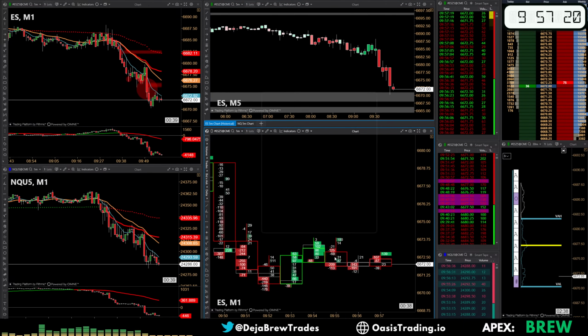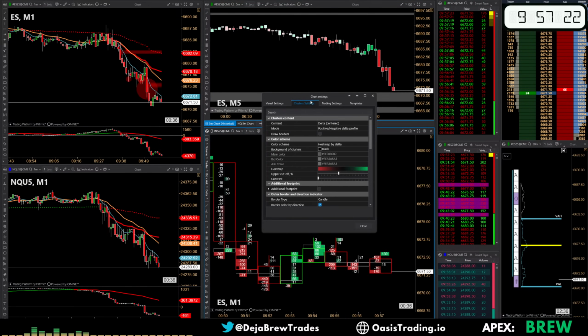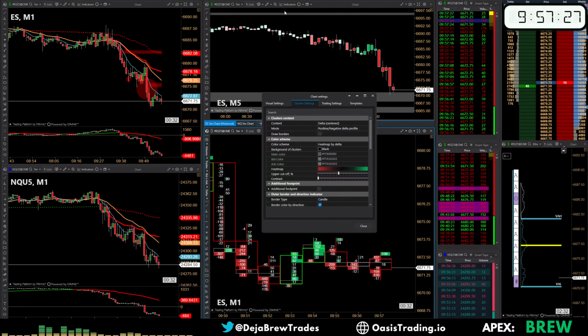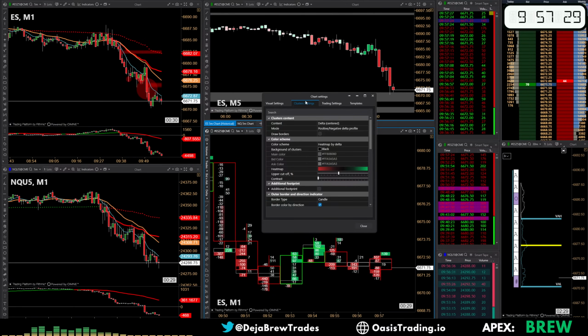You go into the delta settings, or the cluster settings. That's where all the footprint stuff is. So it's not in the indicators where you would think it is, it's on the chart settings.